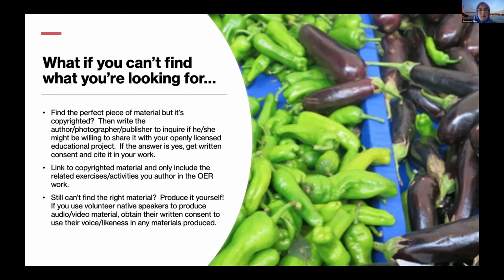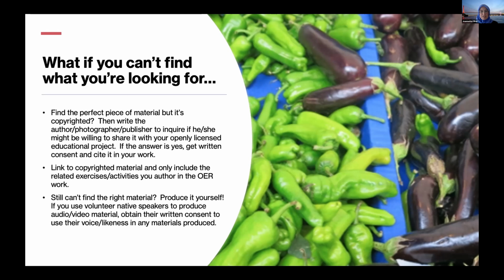So back to our metaphor of the farmer's market. What if you put a lot of things together, but there are just some pieces missing and you can't find what you're looking for? I would give you a couple of tips there and say, don't give up. If you found the perfect piece of material, but it's copyrighted, then write to the author or the photographer or the publisher or the newspaper editor, tell them about your project, and inquire if they'd be willing to give you permission to use it in your project.